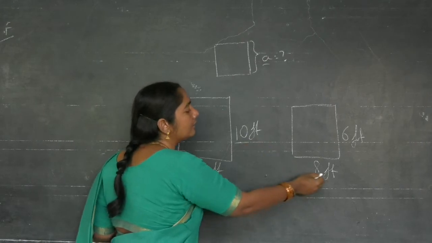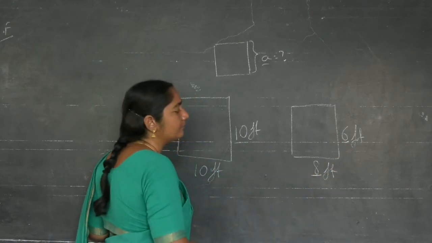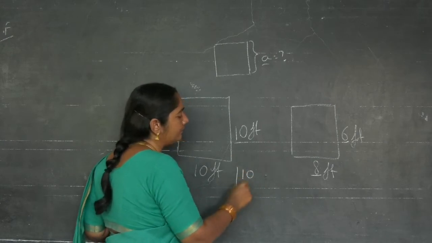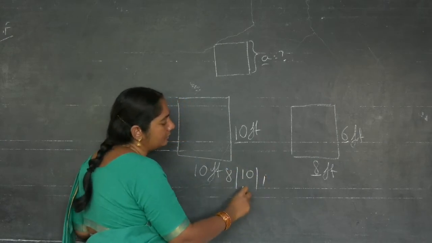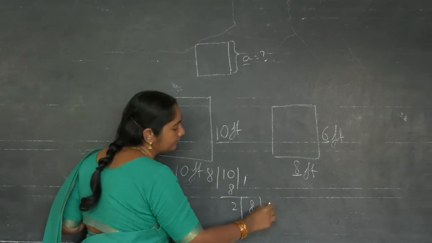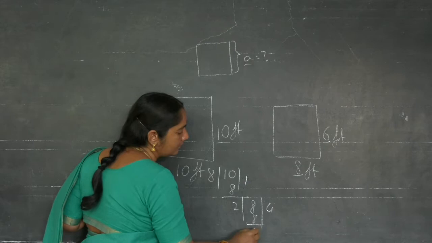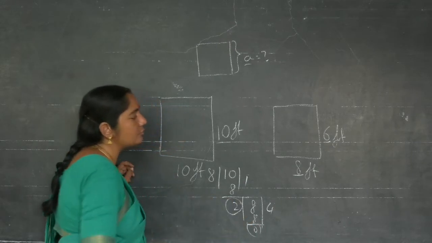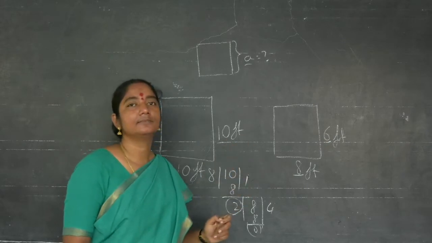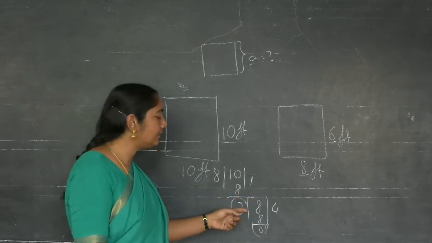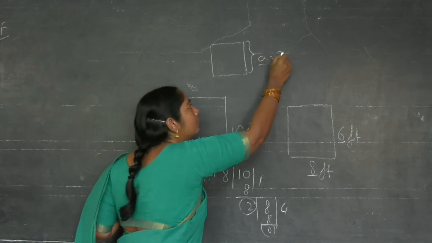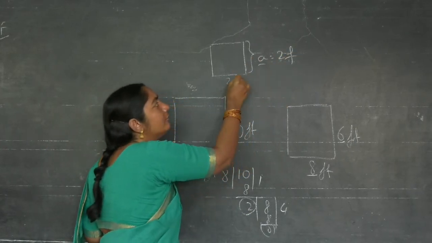You are going to find the HCF of these numbers. For 10 and 8, the HCF is 2. For 8 and 6 also the HCF is 2. So the highest common factor here is 2. So the side of the square must be equal to 2 feet, so 2 by 2 feet.